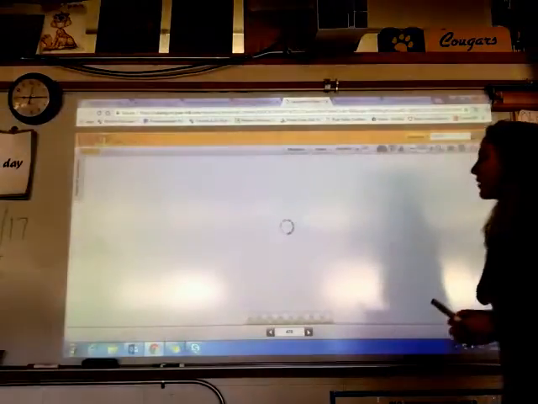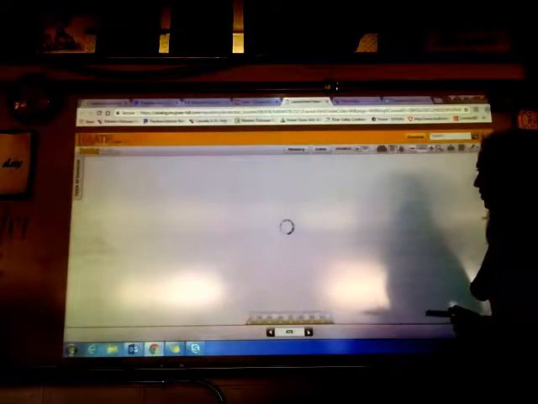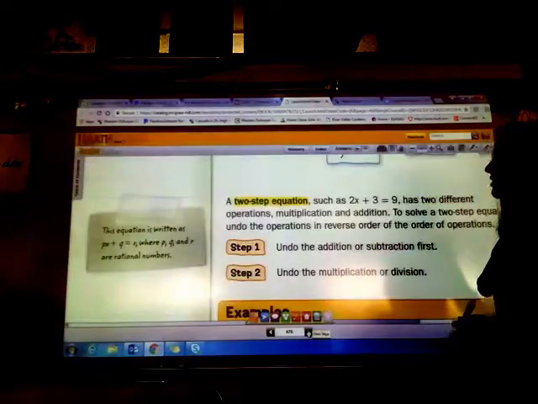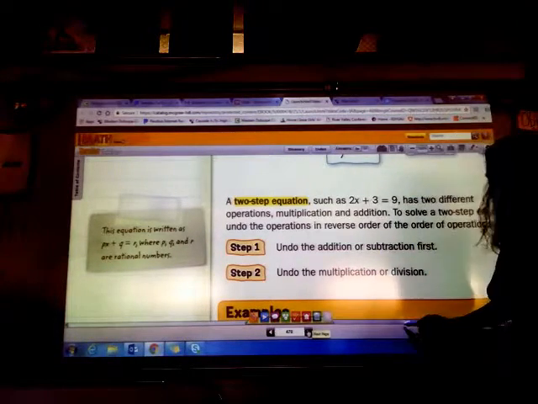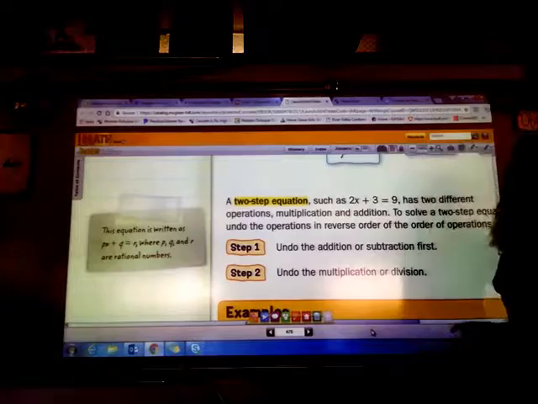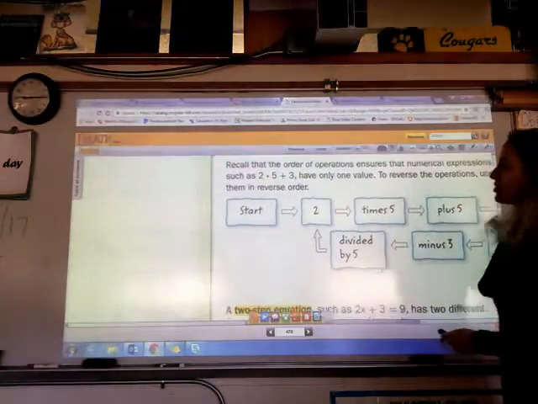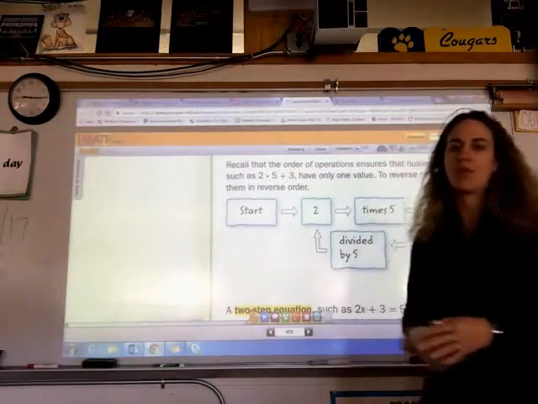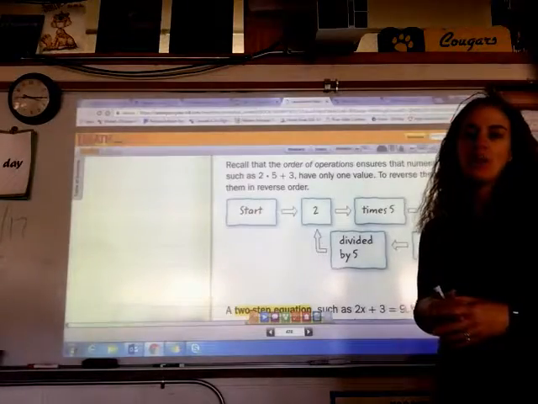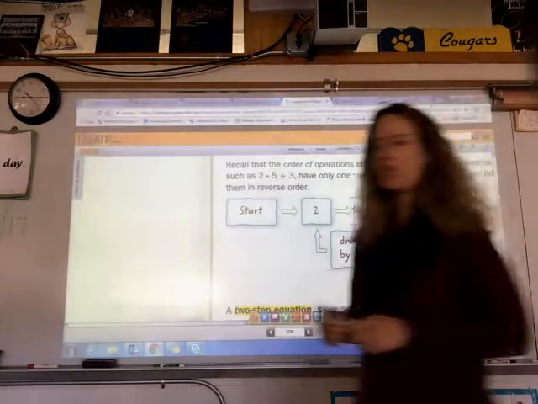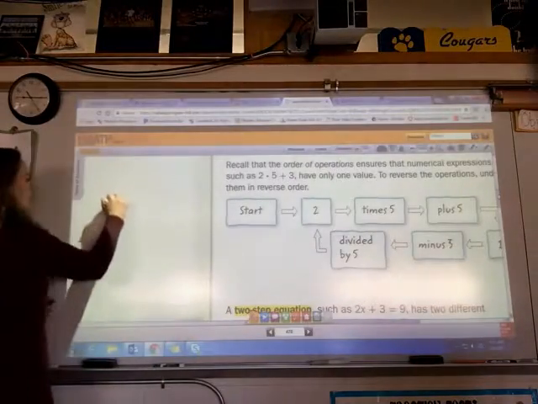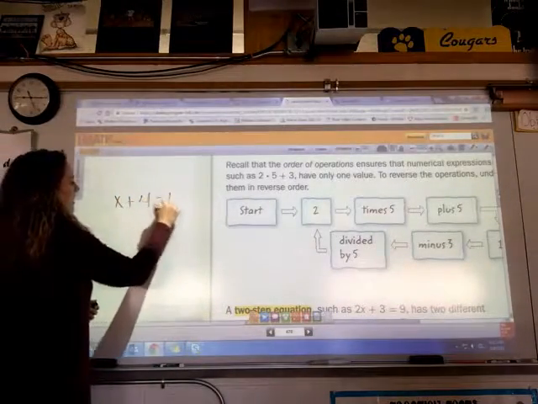First and foremost, what I would like to do today is go ahead and take a look at some review questions before we actually get into solving two-step equations. We want to go back and review how to solve one-step equations, because it's very important that we continue to build on solving one-step equations in order to be able to solve two-step equations. So the first example I'm going to give you is x plus 4 equals 6.